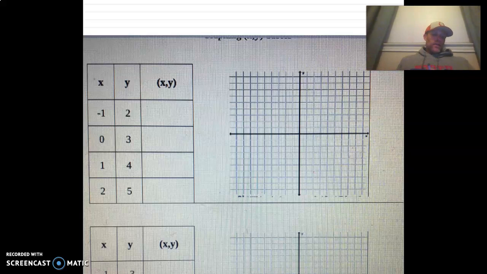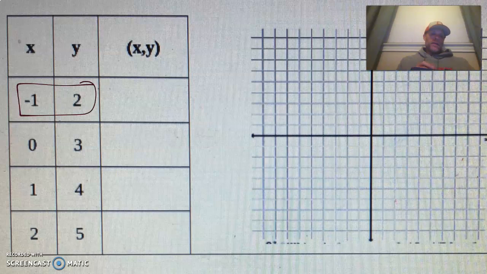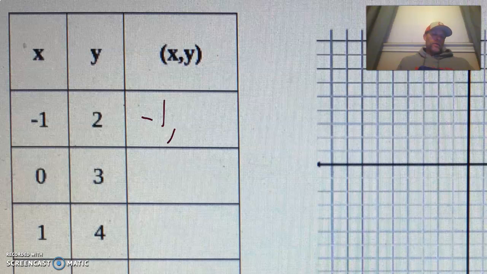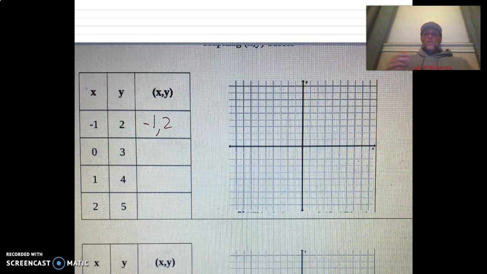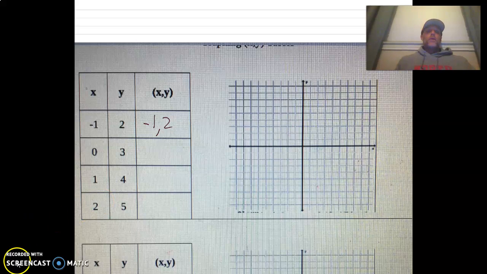So right here, let's look. The ordered pair x, y is -1, +2, right? So we're going to look at our coordinate plane. It's just going to go by ones. We're going to go -1, +2.